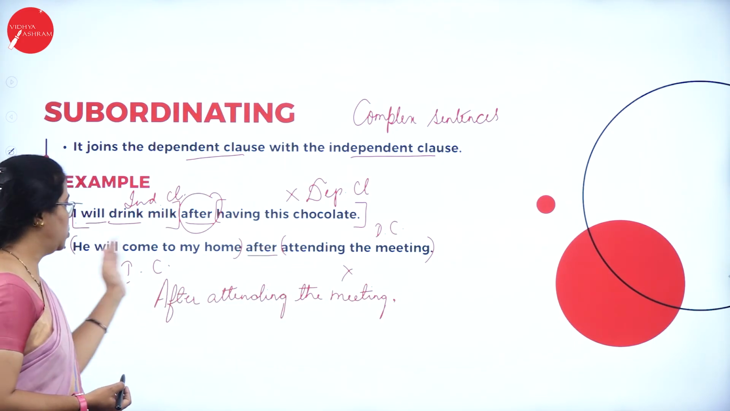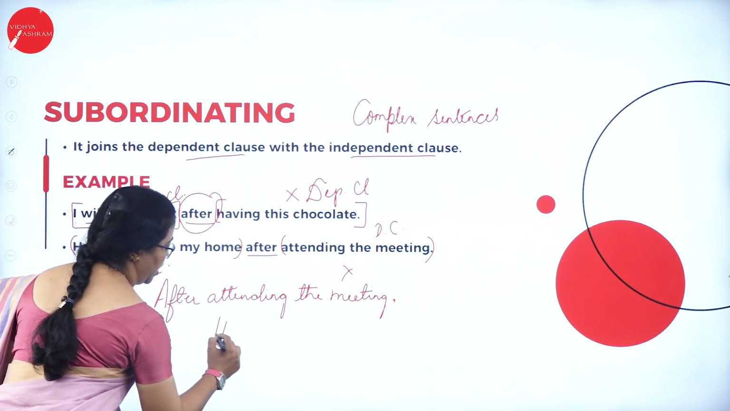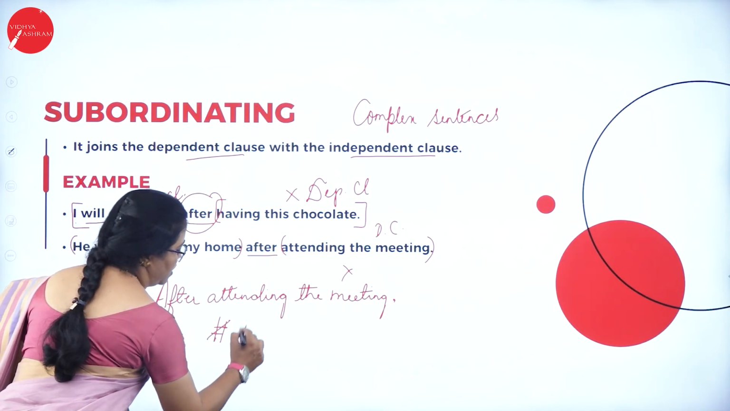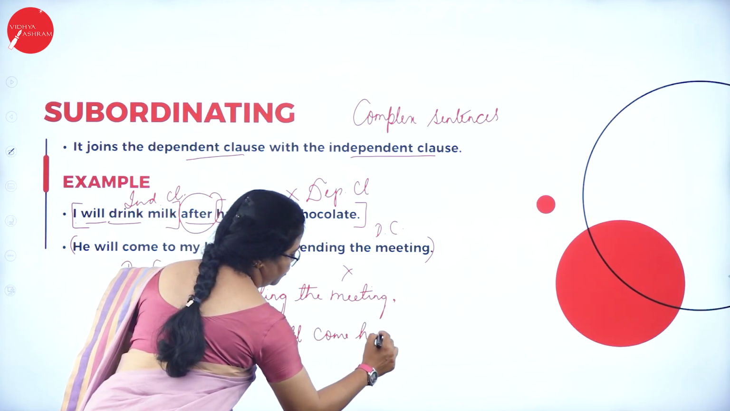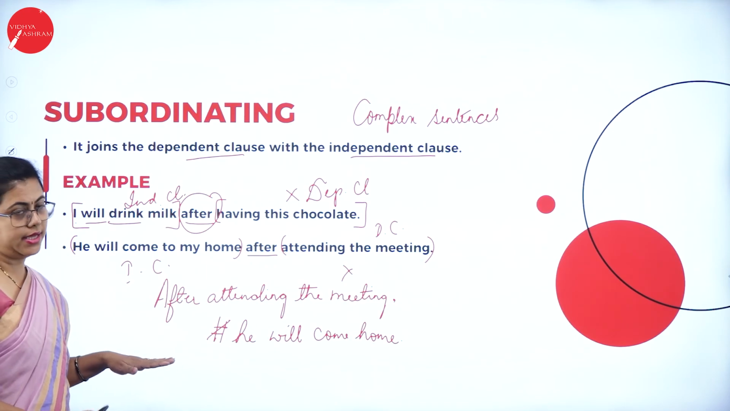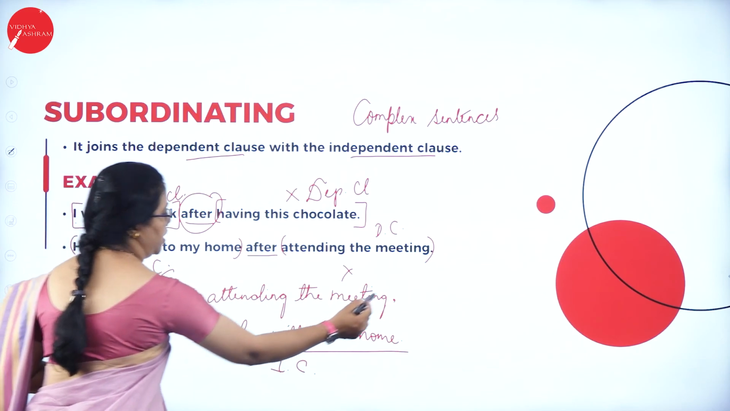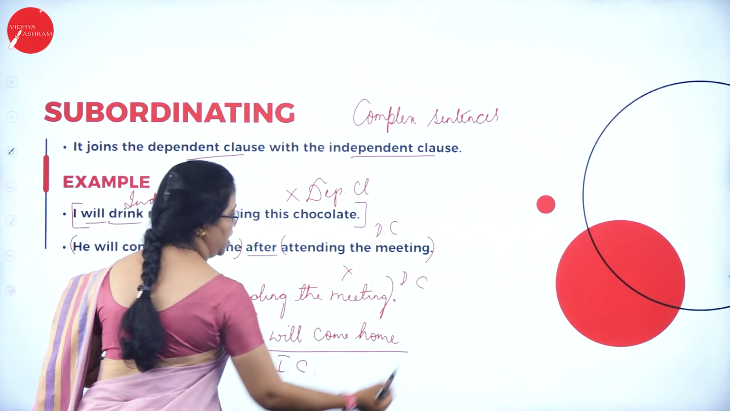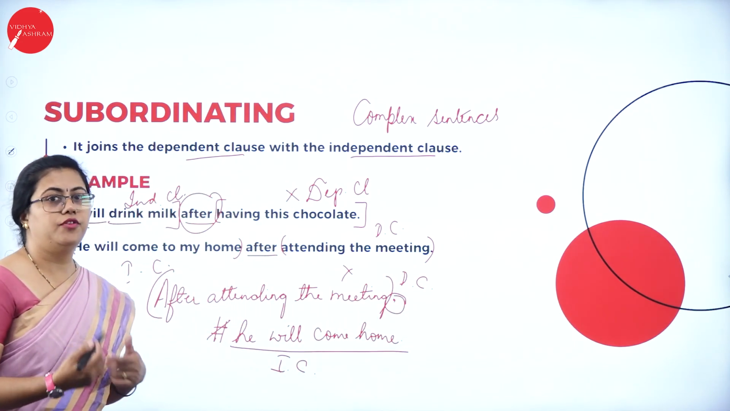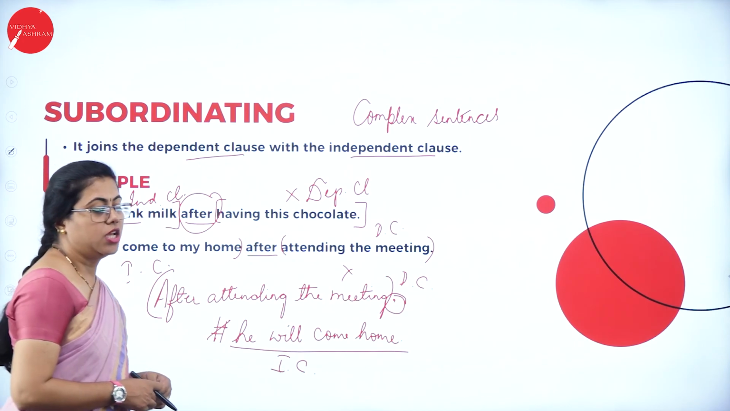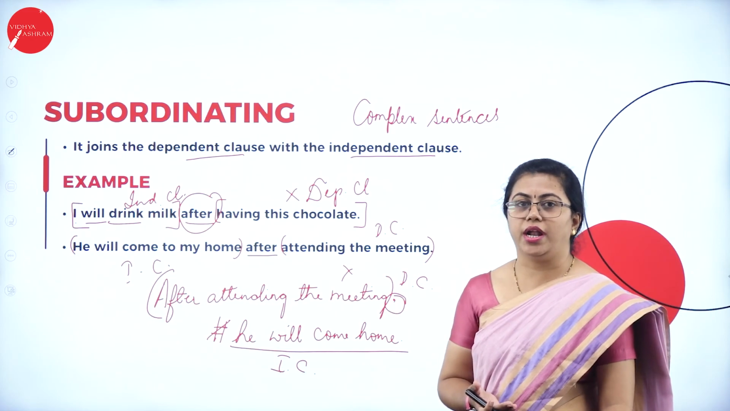Fine. So after this, you can continue the sentence. After attending the meeting, comma, he will, you need not begin with a capital letter here. So you can begin with a small letter, he will come home. Full stop. Fine, the sentence ends here. So I am putting the independent clause at the second position. I am putting the dependent clause in the first position. So when you are using the dependent clause first, then you need to put a comma there after the dependent clause. Fine. So these are the three different types of linkers or conjunctions that you had to understand.